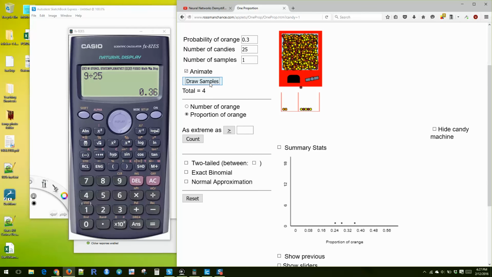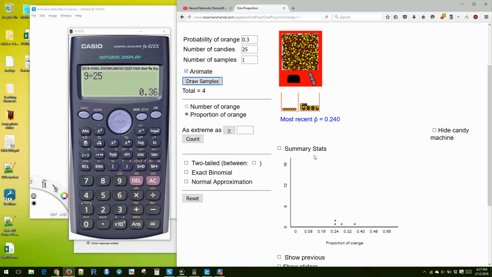Okay, so I'll just animate it one more time. And then here we got another sample where 6 of them were orange, and we got 0.24, okay? So here I've got 4 dots, one for each of these samples that I drew. All right, so now I'm going to turn off the animation, and we'll just do like 10 at a time. Okay, so I'm going to do 10.